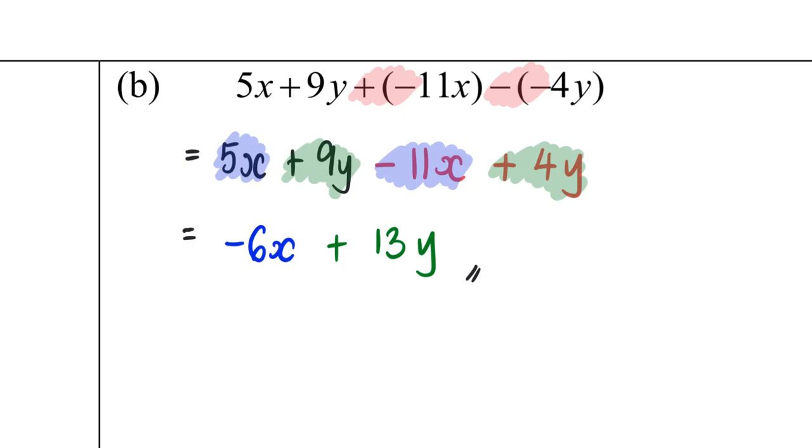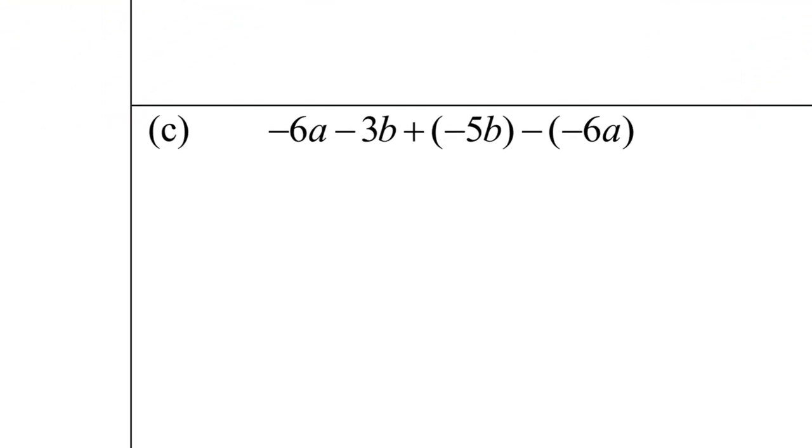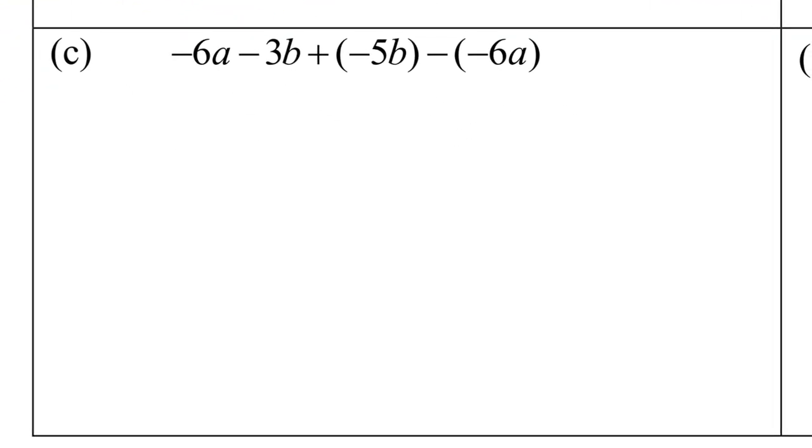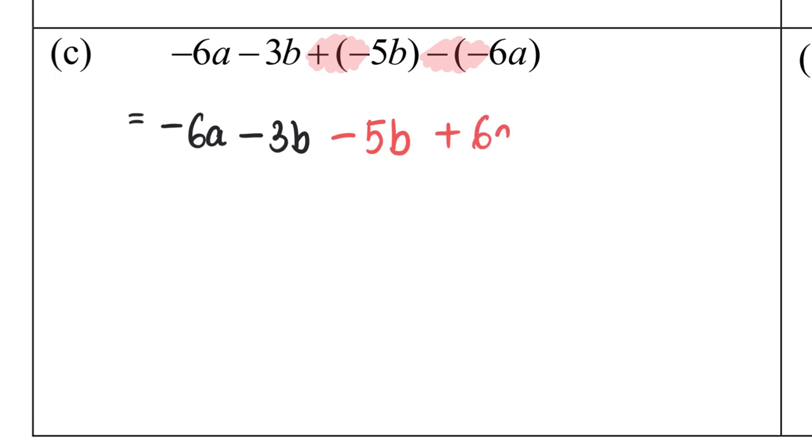Let's move on to part C. Alright, so again, we are going to simplify all the operations with the negative. So in this case here, I will still have negative 6a, negative 3b. This one will become my negative 5b or minus 5b. This one will become positive 6a or plus 6a.